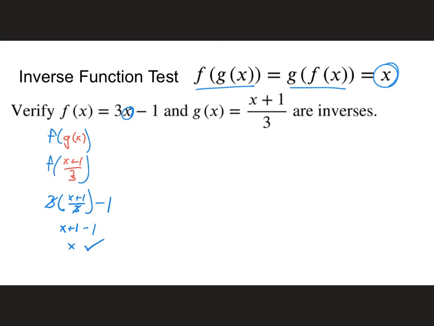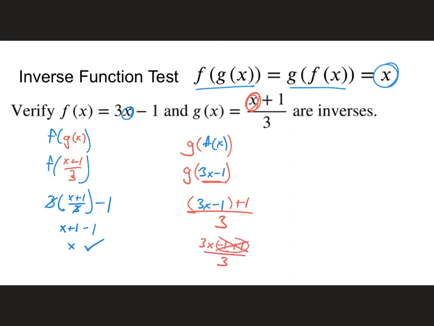So far, so good. Now let's do g of f of x and see if we end up with the same thing. f of x is equal to 3x minus 1, and every time I see an x in g, I'm going to replace it with 3x minus 1. That means I've got 3x minus 1 plus 1 over 3. The minus 1 plus 1 cancel out, so that gives me 3x over 3. The 3's cancel out, and I'm left with just x. So guess what? g of f of x is also equal to x. Since I got x both places, f and g are inverse functions.